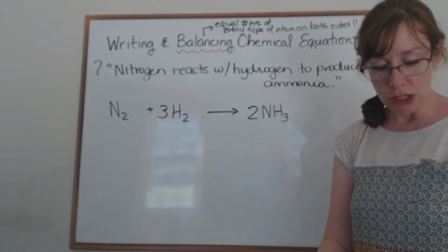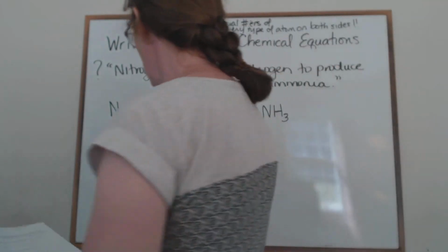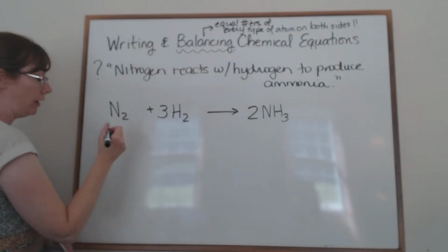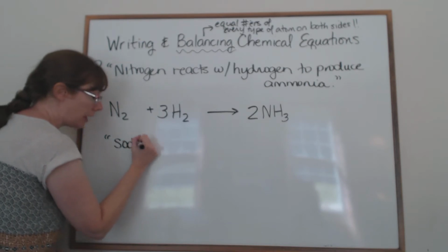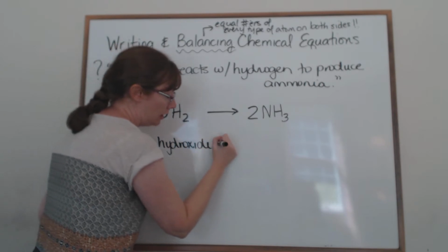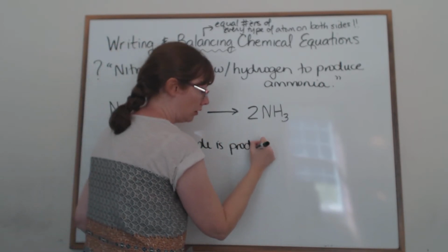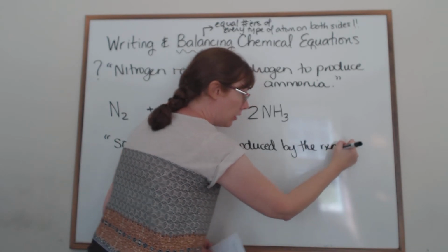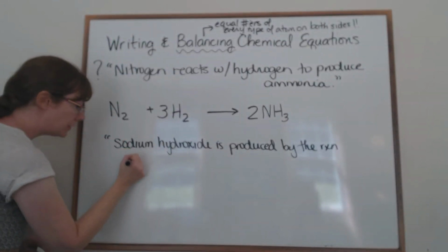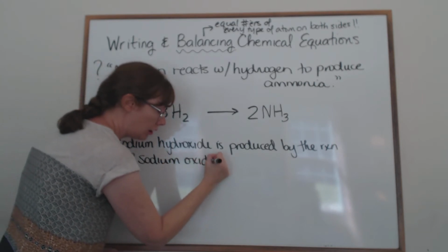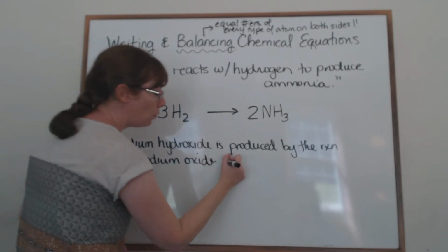Let's see about doing some more of these here. So how about a little bit different wording. Sodium hydroxide is produced by the reaction of sodium oxide with water.